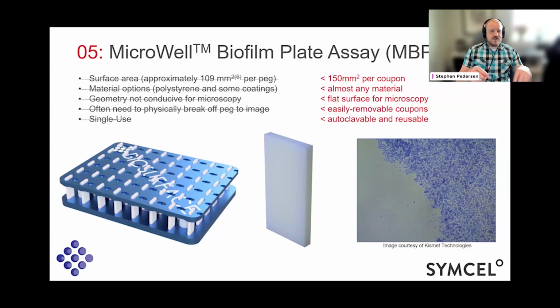Our setup here allows almost any material to be used because it's a coupon-based assay here. The coupons are held in with a set screw. Those can be replaced by almost any material that can be found in this sheet style. So right now we offer lots of metals, plastics, but almost any material can be used. The coupons are easily removed, which makes them very easily placed under a microscope for microscopy. You have that flat surface of the coupon. It's much easier to get images from your biofilm growth.